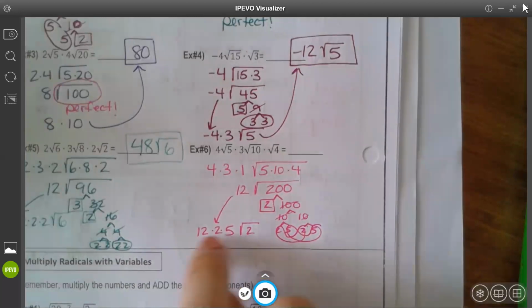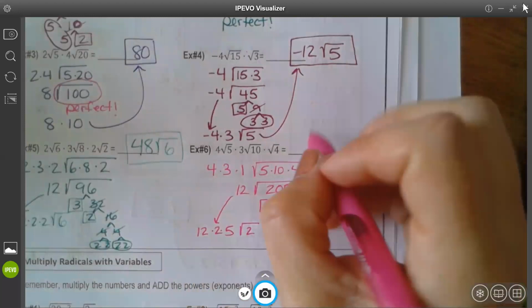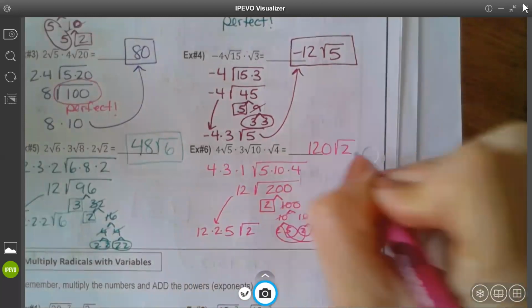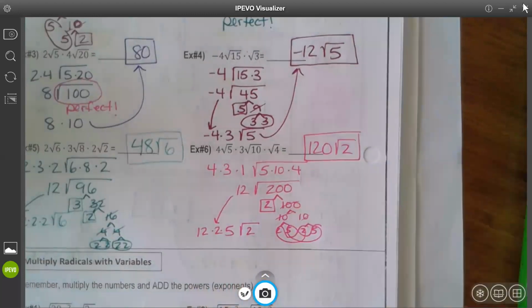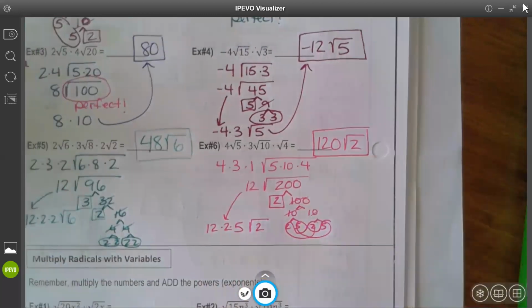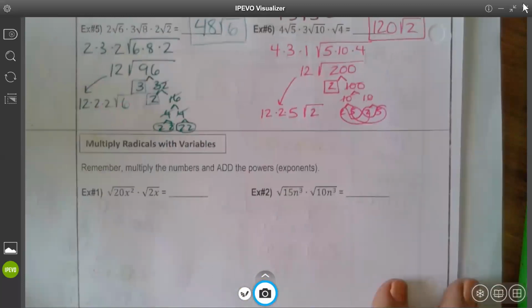10 times 12, that's 120 square roots of 2.